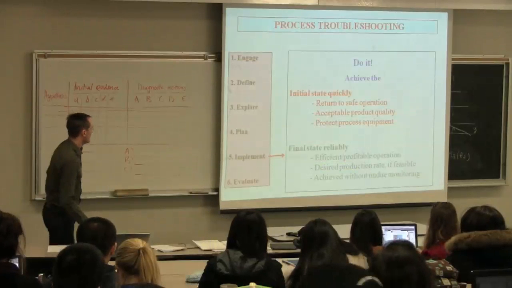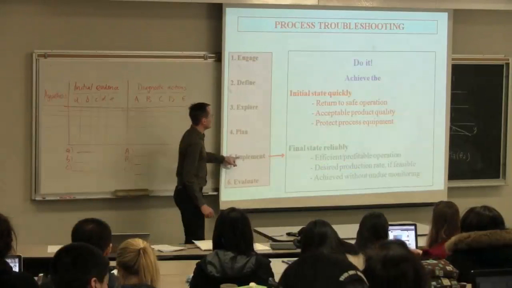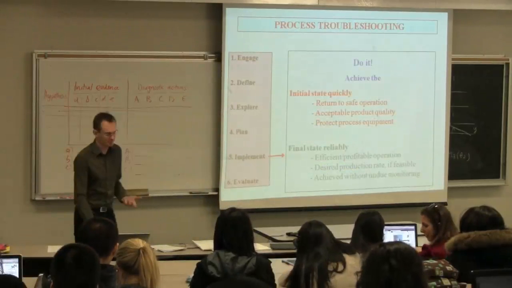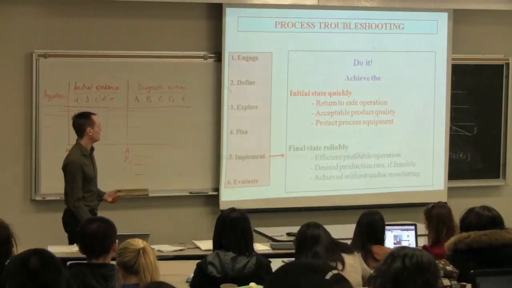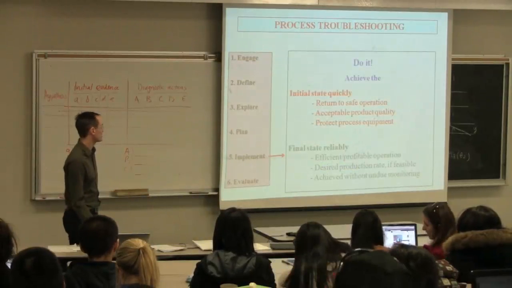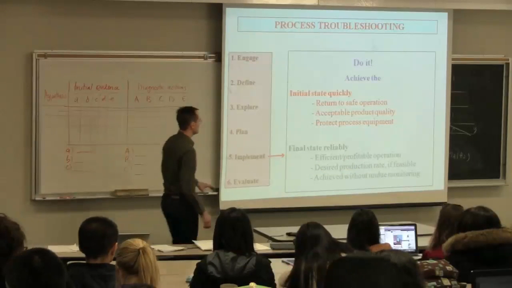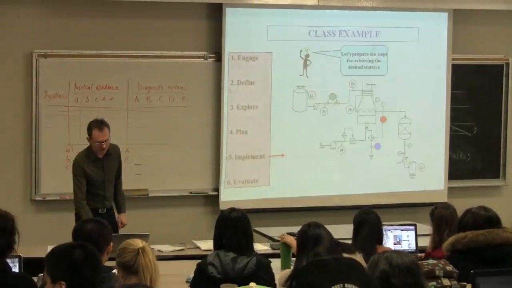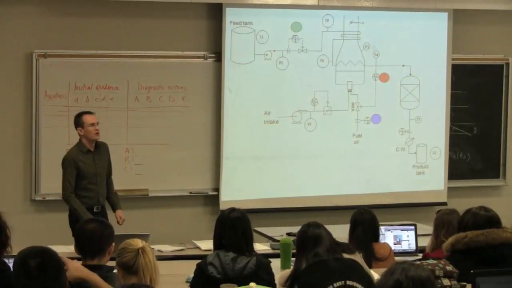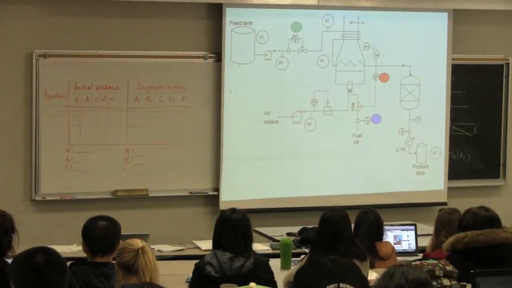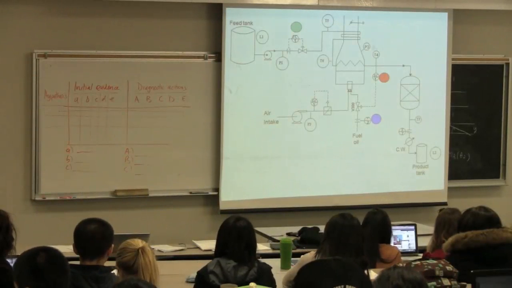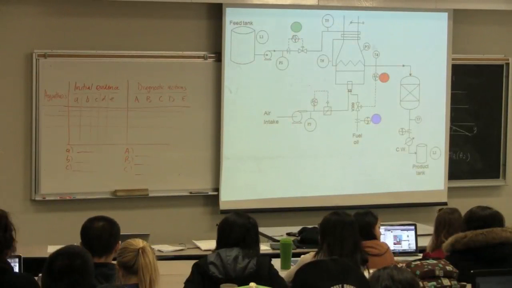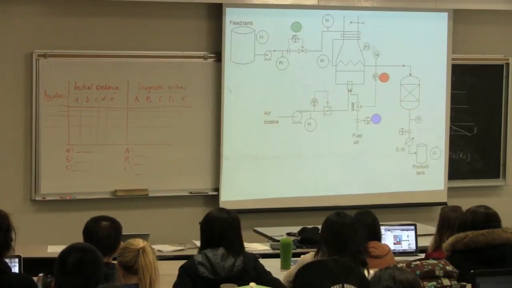Then step five, just to talk about briefly here, is to move to safe operation. That's the first part of it: move to safe operation where you can get to reasonable product production. And then from a longer term perspective, you need to solve this issue to prevent it from happening again. But in this particular case study, what is it that you implement to get to safe operation? Bring the flow rate back down. Which flow rate? The feed flow. Okay, bring the feed flow rate down.